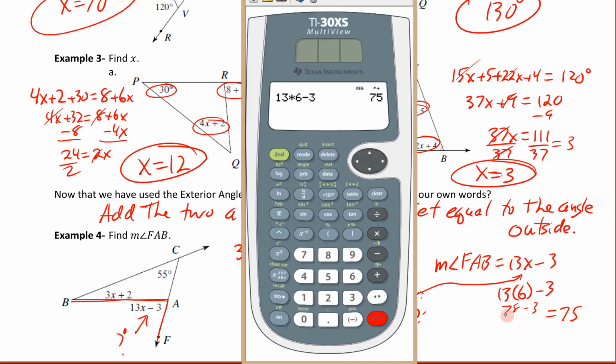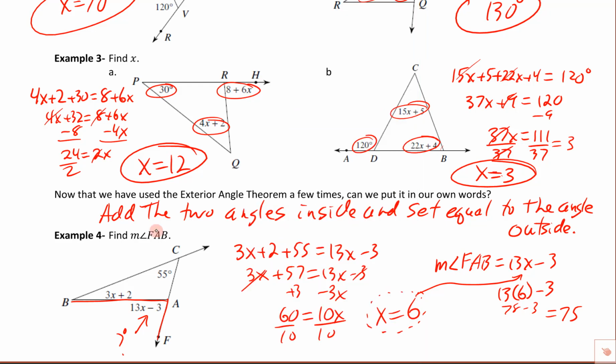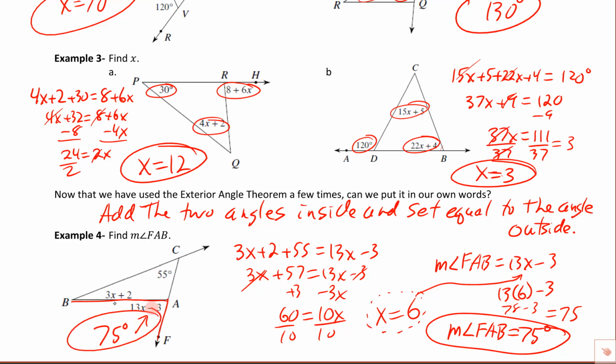So I pulled it up on the calculator. I didn't just do 78 minus 3 because I know that's 75. I put in the entire expression, the 13x minus 3, with the 6 plugged in. So I did 13 times 6 minus 3, which is 75. So we got the right answer there. So it says find the measure of that angle. The measure of angle FAB is equal to 75 degrees. So I'm going to put a big circle around that right there, and then maybe over here I'm just going to write 75 degrees and circle that, and then everybody knows that we know what we're talking about and we did it right. All right, good luck with the assignment.